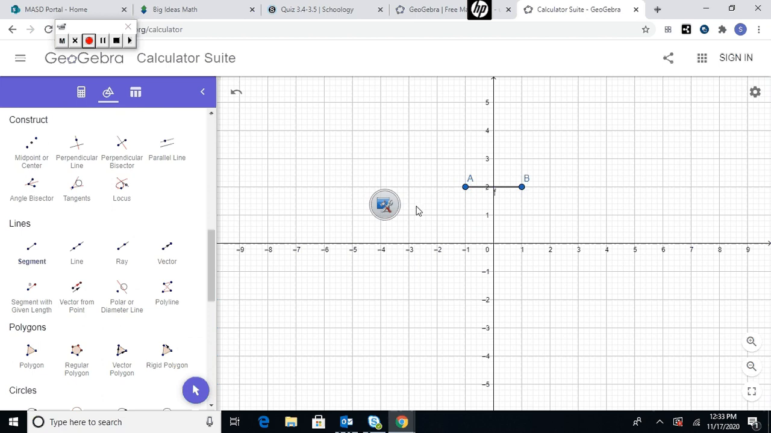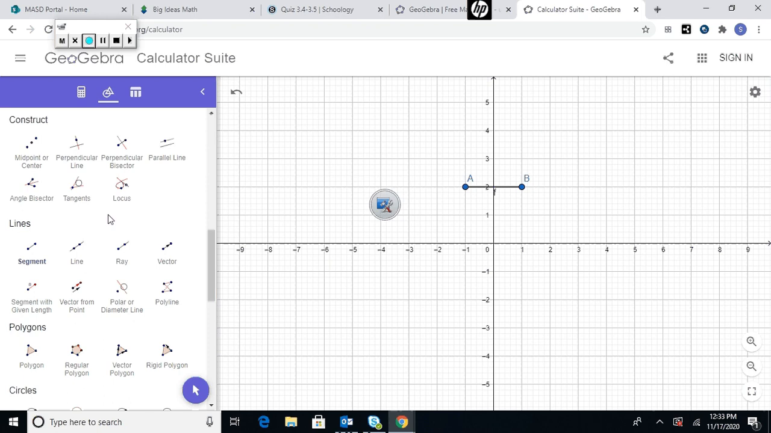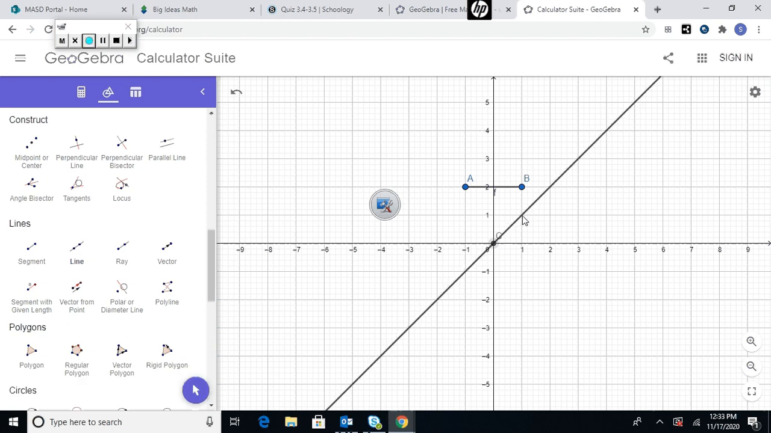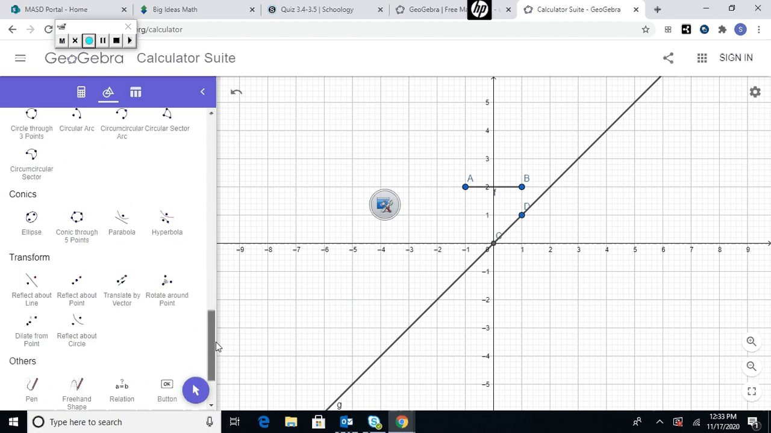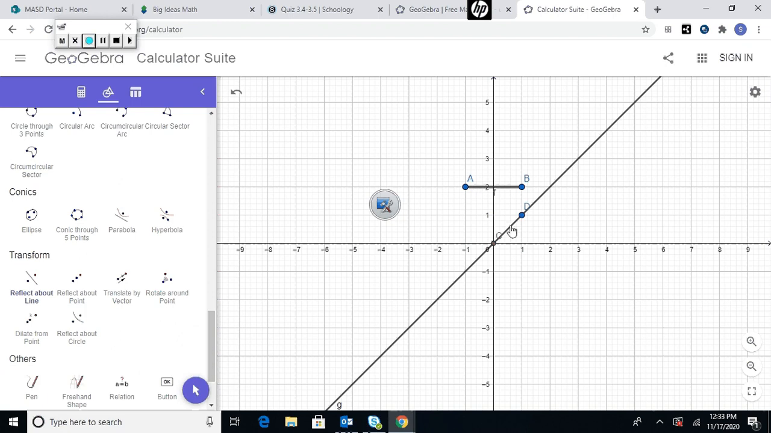So there's our segment. And now we want to reflect that in the line y equals x. So what does the line y equals x look like? Well, y equals x is going to pass through the origin because there's no b value, right? mx plus b. And the slope is 1. So the line y equals x is a diagonal line through the origin. All the points are the same: 2, 2, 3, 3, -5, -5. The y's and x's are equal. So no big deal, right? We can reflect in any line. So go back, transform, reflect about a line. Click on the segment, click on the line, and now your segment is reflected.